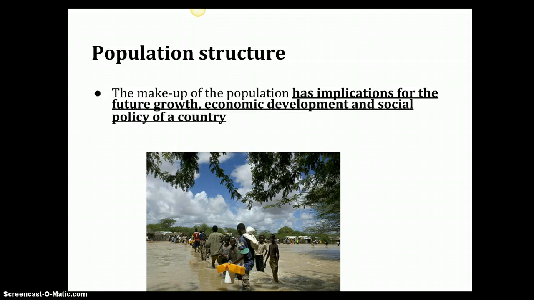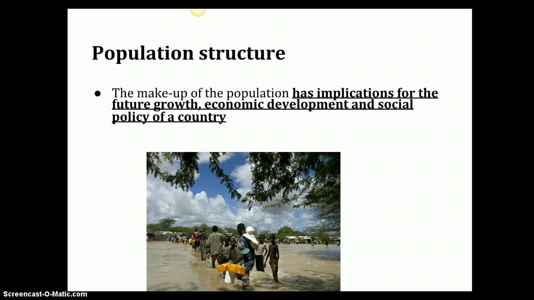This population structure, the makeup of the population, has implications for the future growth, economic development, and social policy of the country. Of course, if you will have more kids, that will have a large implication for future developments of the country. Where the government decide to spend their money. I'm getting back to that a lot later on, but of course it's very, very important to try to predict what will happen in the future.